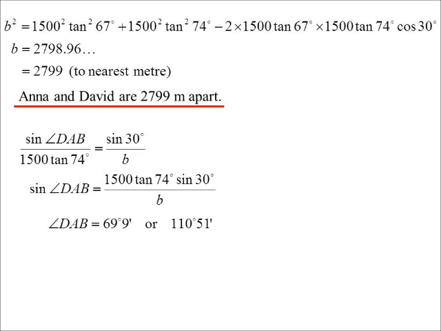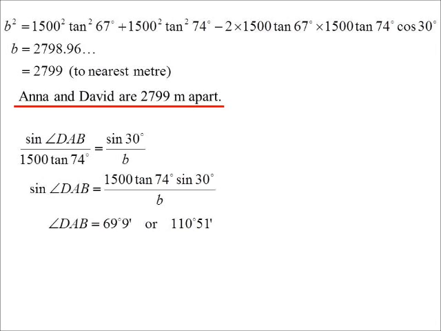Now with B, notice I've left it as B. I did not write it as 2,799. 2,799 was an approximation. I want to use the exact value that I worked out here, which will be in my calculator. So I'll use that one to get a more accurate answer. But it's the sine rule we're using.